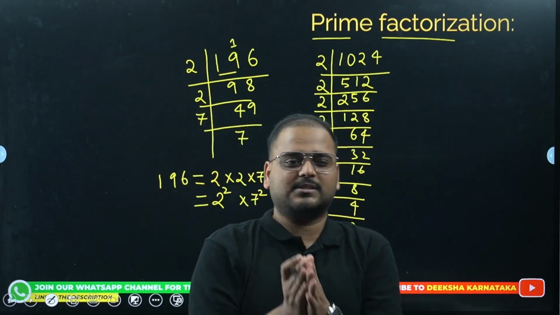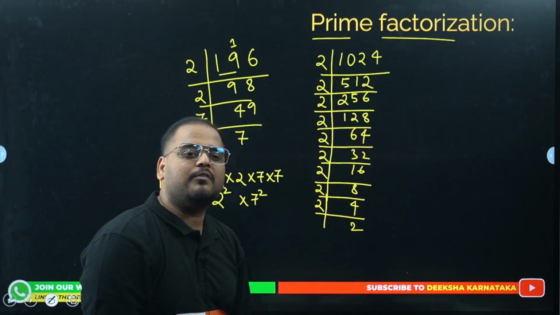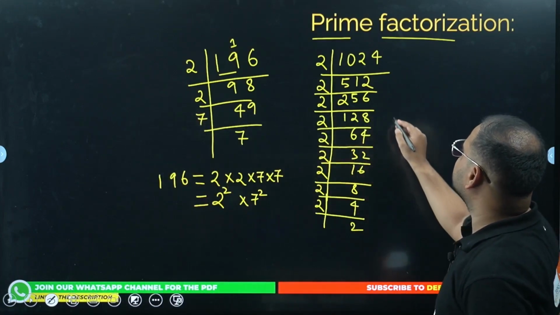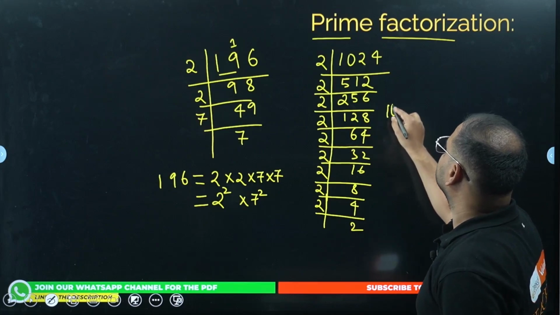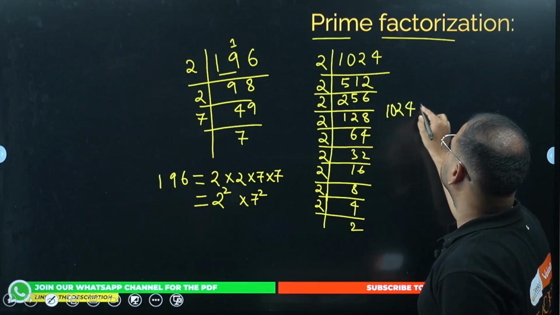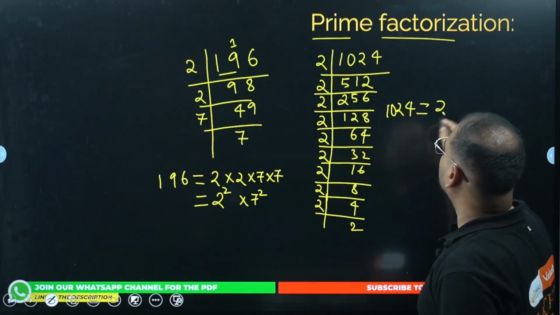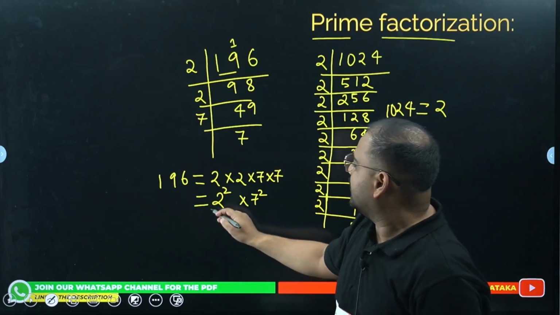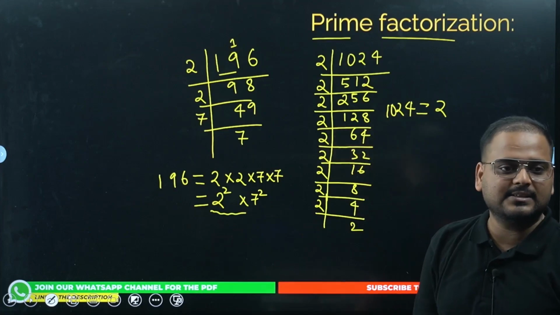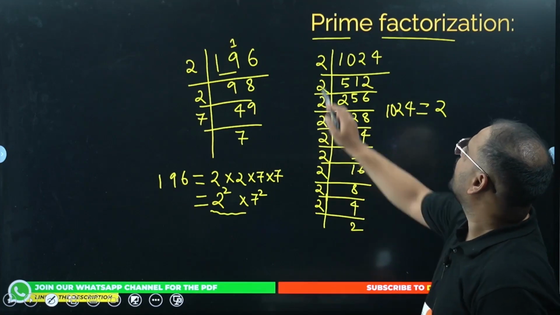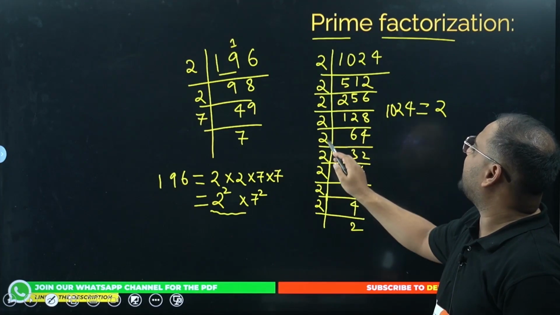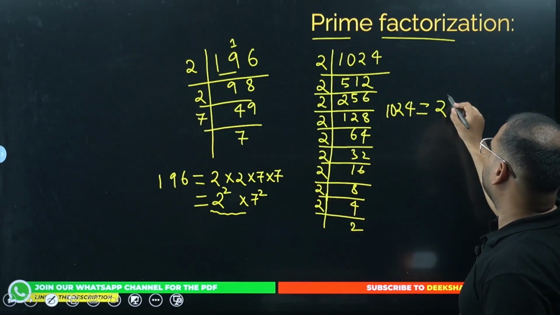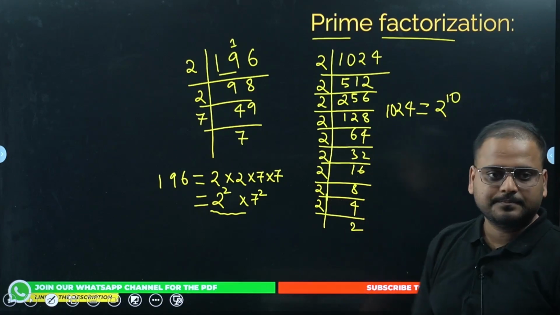Big number but simple number. All even. Only one prime number is being considered here, which is 2. How can we write 1024? I can write 1024 as 2 into 2 into 2 like that, counting the number of times, or I can write it in the simplified format like this, right? So count the number of 2's: 1, 2, 3, 4, 5, 6, 7, 8, 9, 10. So I'll write it as 2 power 10.